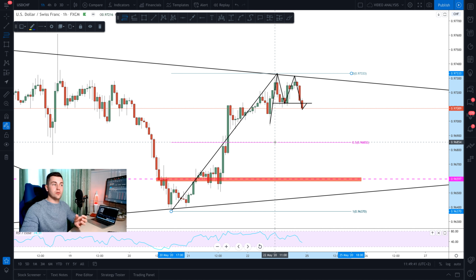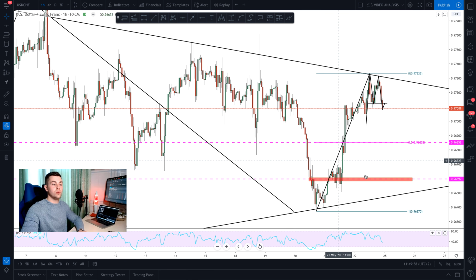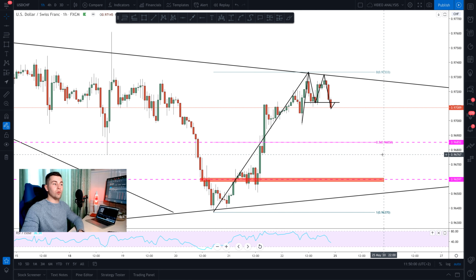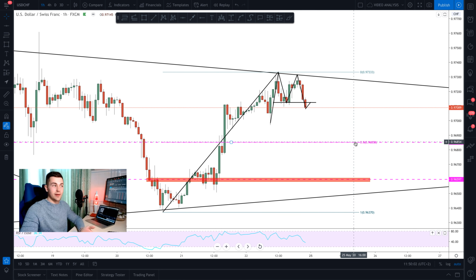Also, if we draw the horizontal line based on that 50%, you can see that on the left we have a very nice match of that level. In the past, this level was important for market participants. So why not close half of our profit on that 50 level, right?